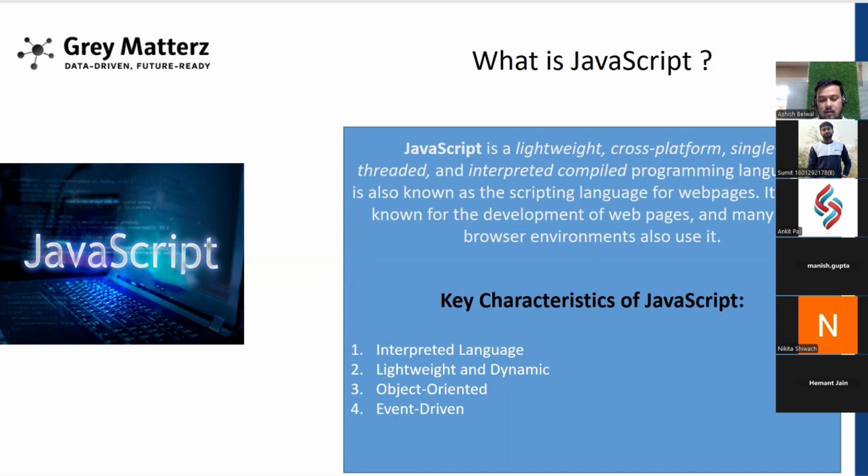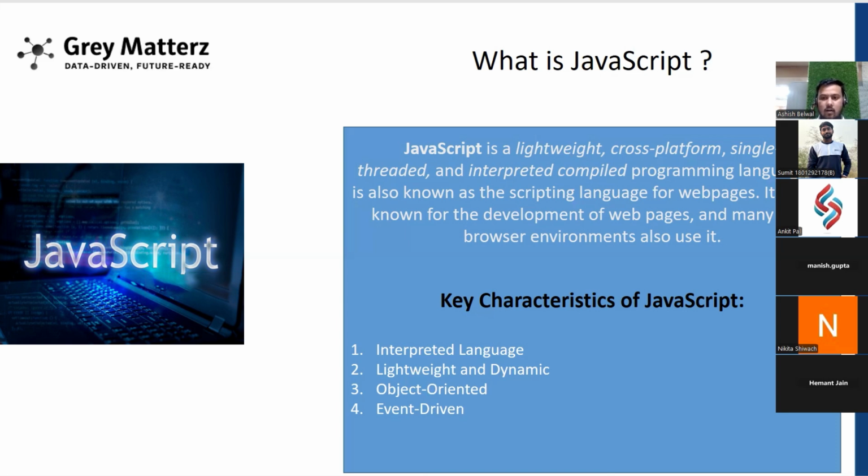The next is lightweight and dynamic. JavaScript is lightweight and we use it dynamically for creating websites. Object oriented: key characteristics of JavaScript include the object oriented approach, like class, object, inheritance, polymorphism, abstraction, all kinds of features we also use in JavaScript for creating web applications. Event driven: we use events in JavaScript like onclick, onchange, onmouse, all kinds of events.